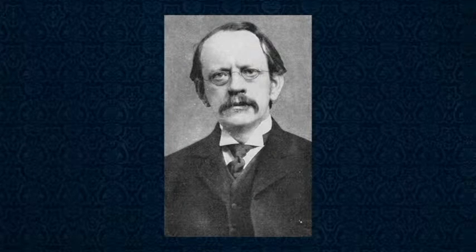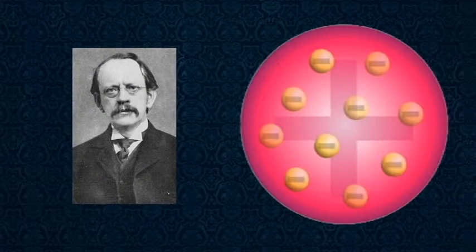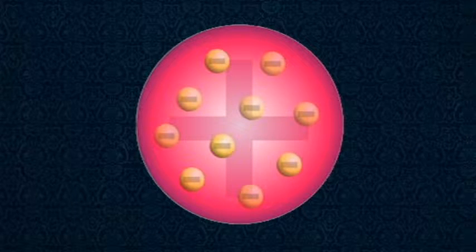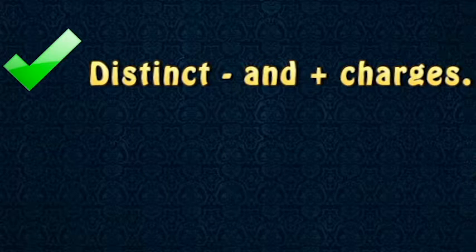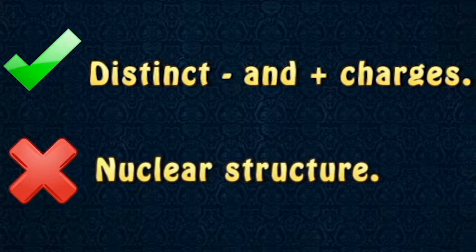In 1904, scientist J.J. Thomson created the familiar rudimentary plum pudding model of the atom. Here, the electrons are situated in a mass of positive charge resembling plums in pudding, hence the moniker. This model was able to accurately predict that the atom was comprised of distinct negative and positive charges, but failed to predict the structure of the atomic nucleus.